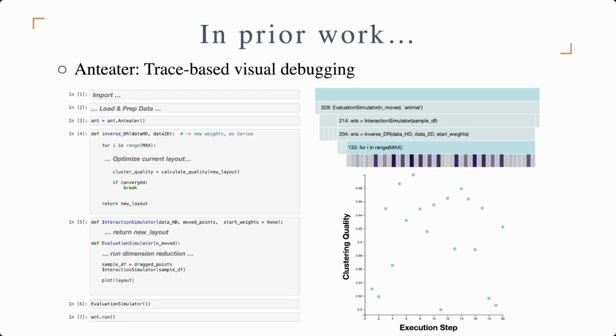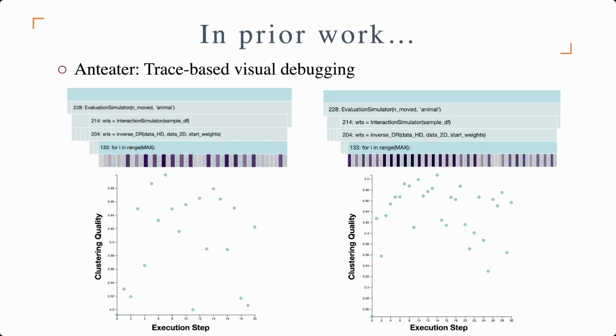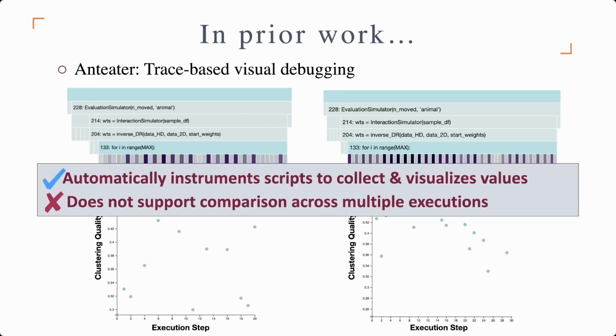In recent work, I introduced a method called Anteater that addressed the first problem by automatically tracing analysis scripts and visualizing the execution structure and desired values. However, Anteater still suffers from the same problem as existing methods, where people must either recall the past visualizations or run two simultaneous instances and compare across them. So while it assists with the first problem of lowering mental and manual overhead, it does not support comparative debugging across multiple instances. So we need a solution that supports comparison while reducing manual overhead.